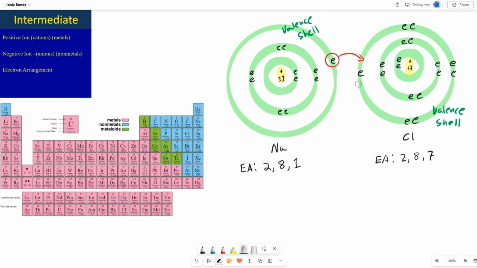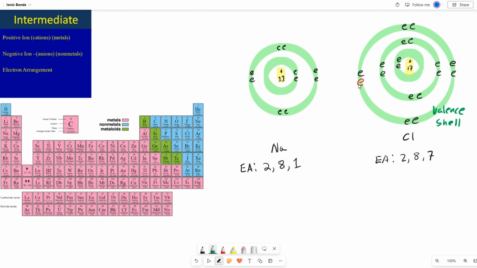So let's see what happens when this occurs. Sodium loses its outer shell, and the electron, which I'll draw in red here to show that it came from sodium, goes into chlorine. Sodium now has a new valence shell which is filled. And sodium now also has a charge. It lost an electron, so it has a +1 charge. And since chlorine gained an electron, it has a -1 charge.